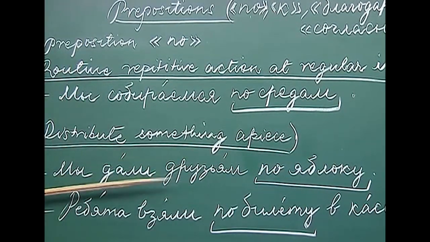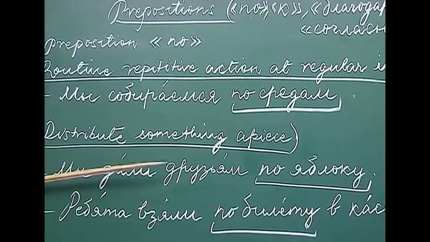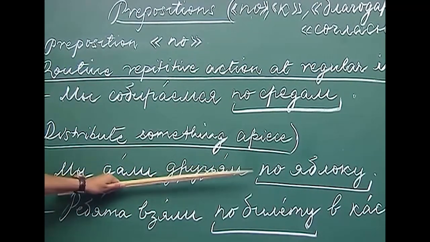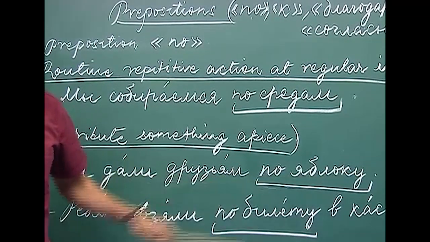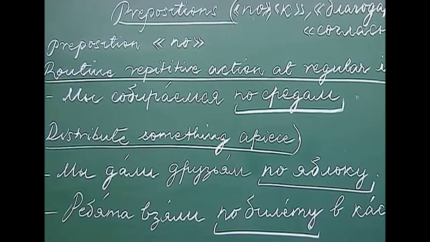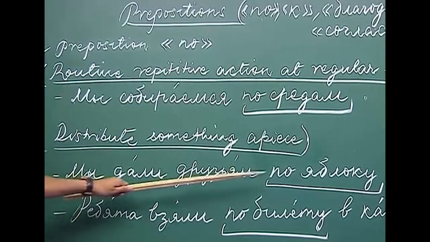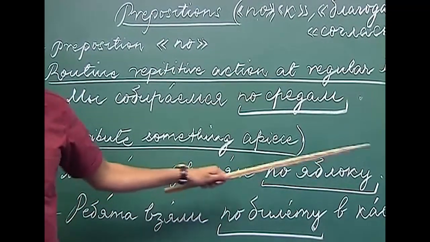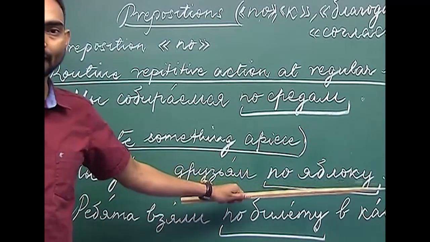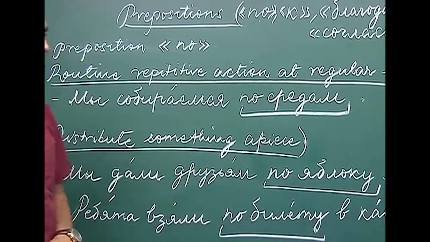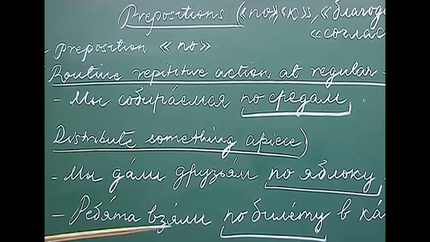So, what does this sentence mean? We gave friends one apple a piece. So, one apple to each one of them. This is the distributive action. We gave friends one apple a piece or one apple to each one of them.